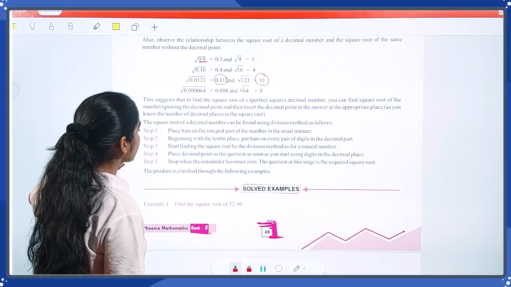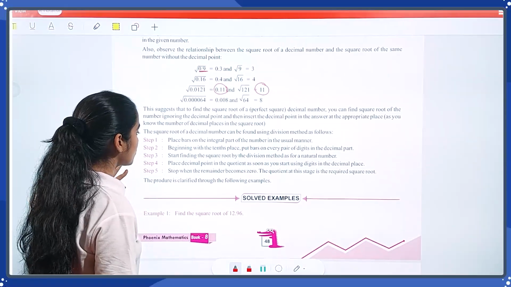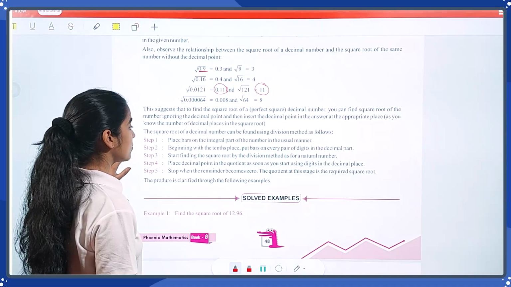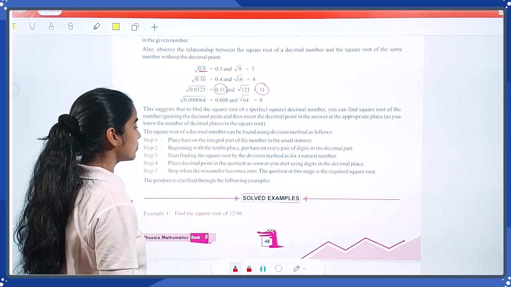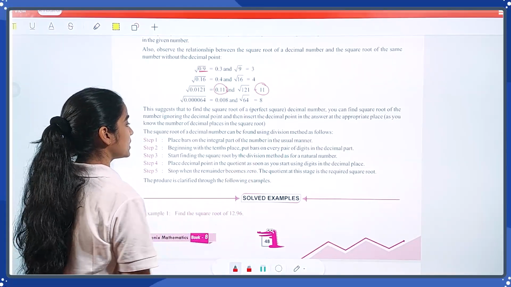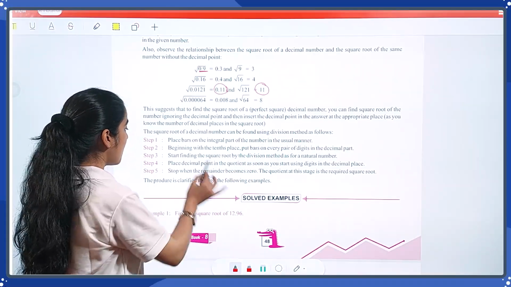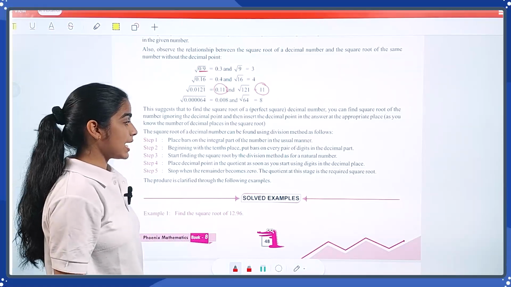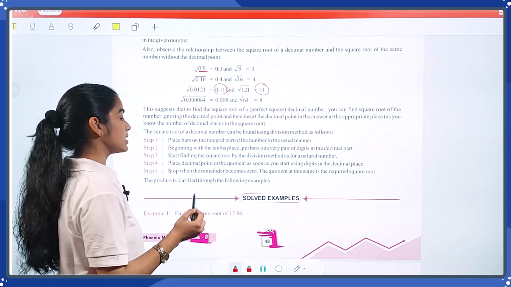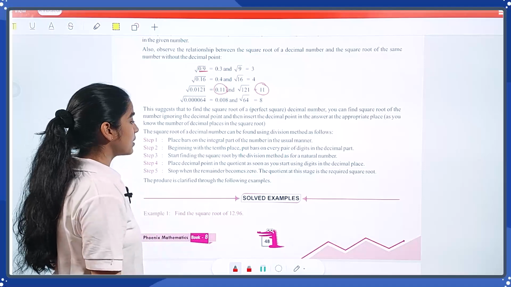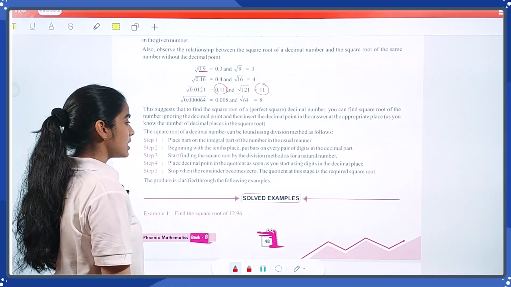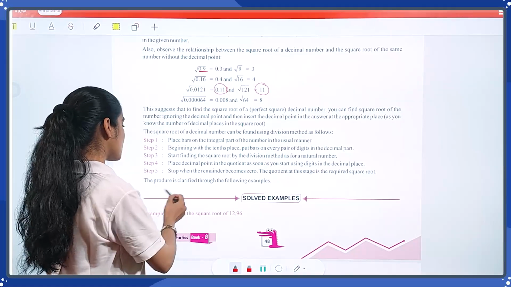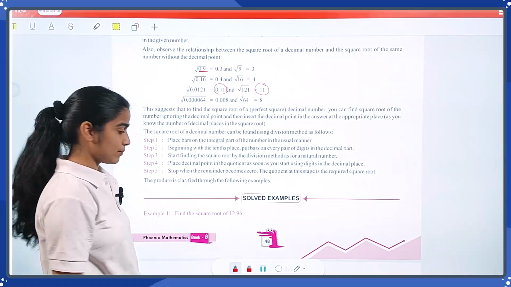Now place bars on the integral part of the number in the usual manner, beginning with the ones place. Put bars on every pair of digits in the decimal part. Start finding the square root by the division method as for a natural number. Place a decimal point in the quotient as soon as you start using digits in the decimal place. Stop when the remainder becomes 0. The quotient at this stage is the required square root. The procedure is clarified through the following examples.